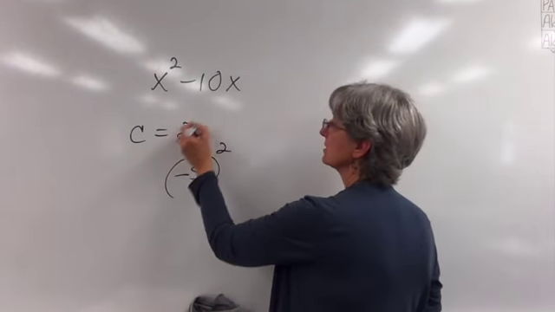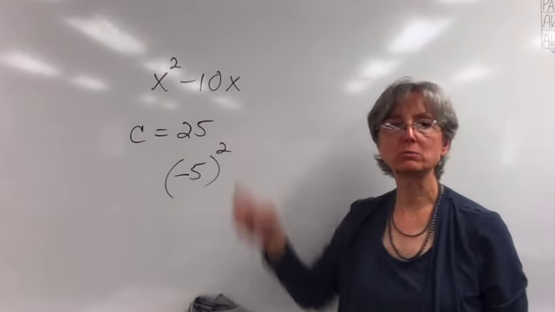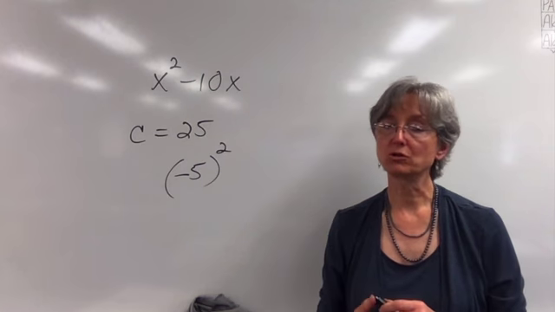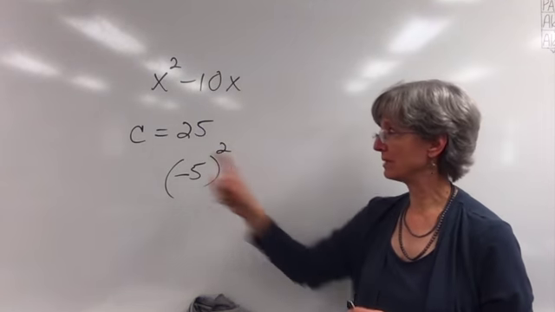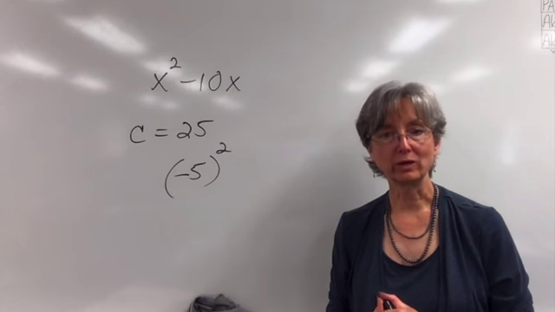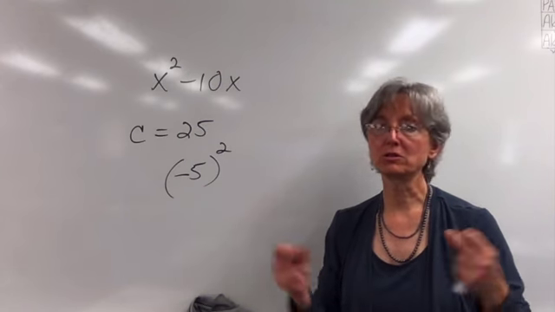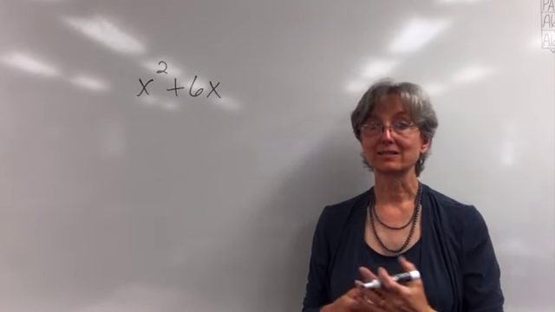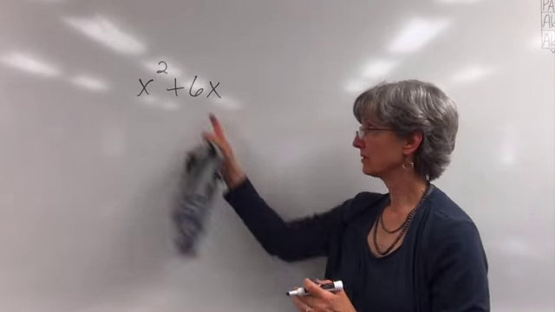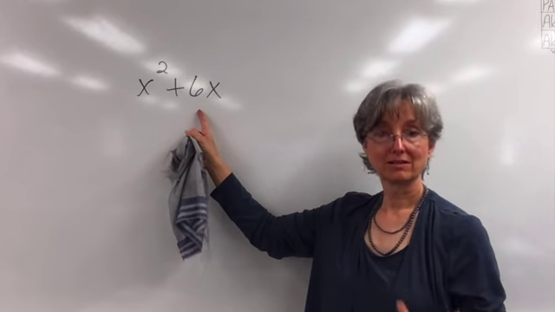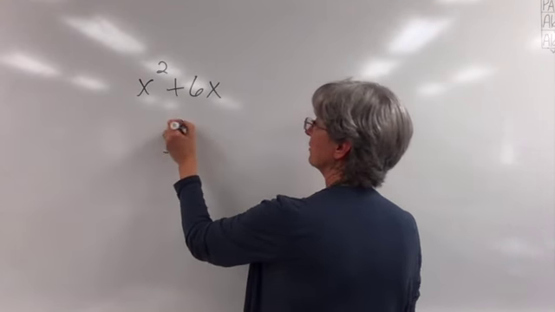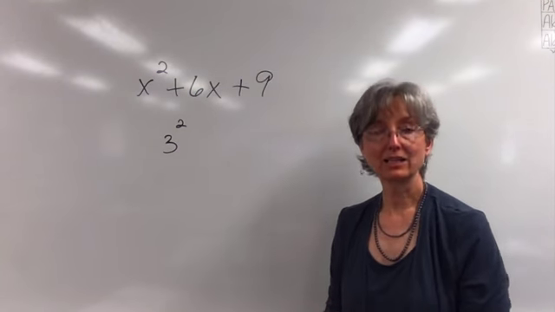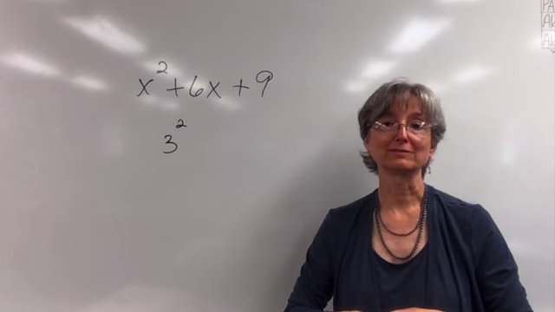So C is 25. By the way, these will always be positive. Because it's a perfect square, the signs are going to be the same, so you're not going to have a negative. You're always going to be adding something. In this case, it's 25. After you do this a few times, you can do it very quickly in your head. x squared plus 6x. Now what is it? Okay, what's half of 6? That's 3, square 3, and it's 9. And this will factor to be x plus 3 times x plus 3.